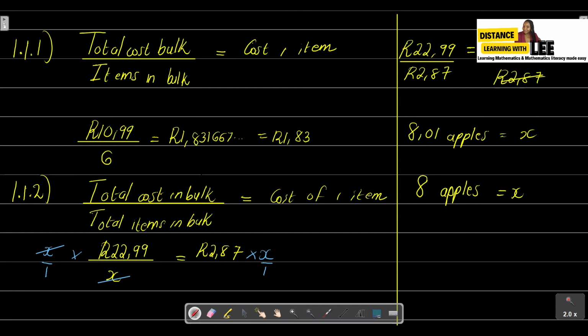I hope I didn't lose anyone here, but I thought it was great to introduce this formula, for you guys to see how we can go about calculating things like the cost of one item, as well as how many items are in a pack, given the total price of those items in a pack. So I hope I didn't lose anyone there.